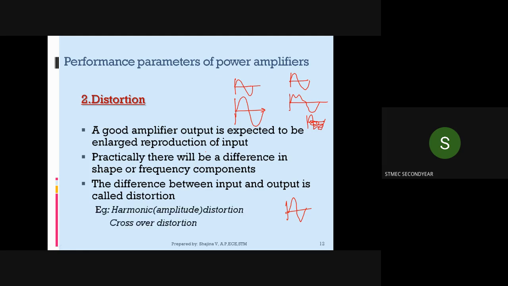Accordingly, you will have two distortions: harmonic or amplitude distortion, which is the shape change, and crossover distortion. Crossover distortion we will discuss later. So these are the main types of distortion occurring in amplifier circuits: harmonic or amplitude distortion and crossover distortion. So distortion is the difference between input and output of an amplifier.